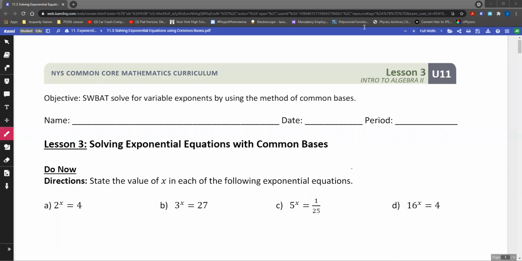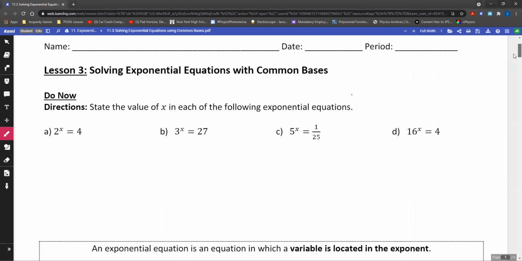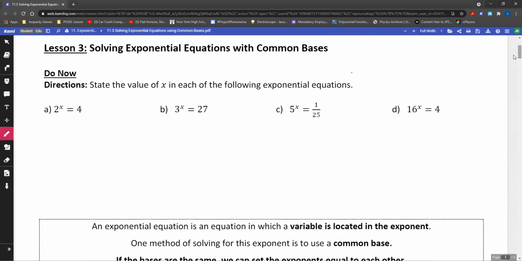Hey everyone, so this is going to be lesson 3 where we're going to continue talking about these exponential laws. In particular, we're going to talk about how to solve equations with common bases. So like always, my recommendation is to try to answer some of these questions yourself before you watch my video. So the first set, we have these do now questions. This is just a quick recap from what we talked about before.